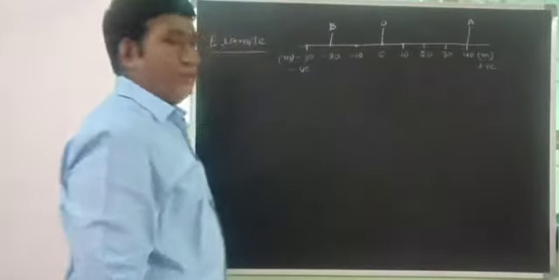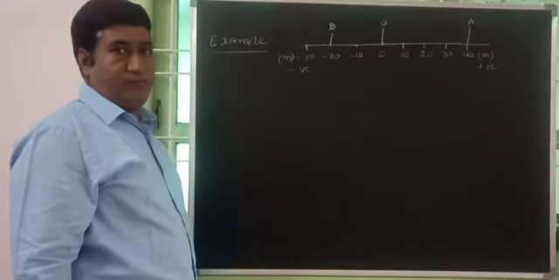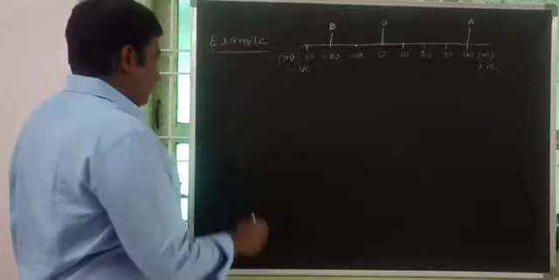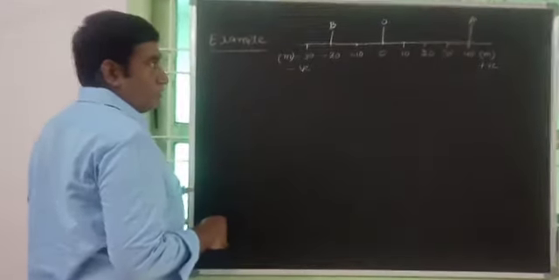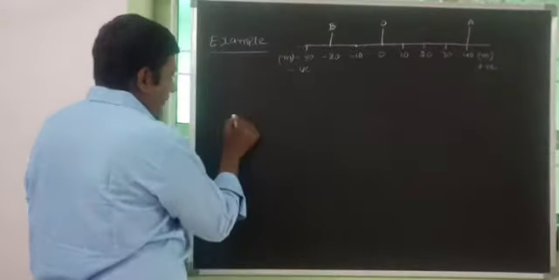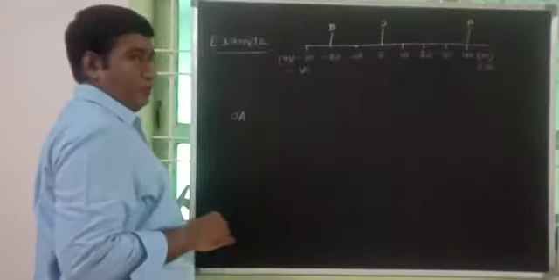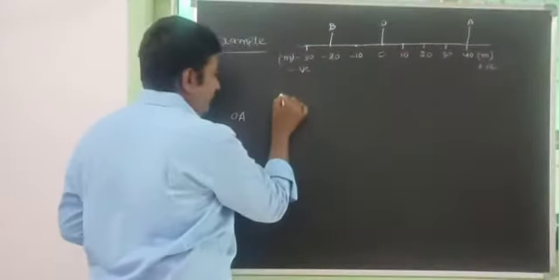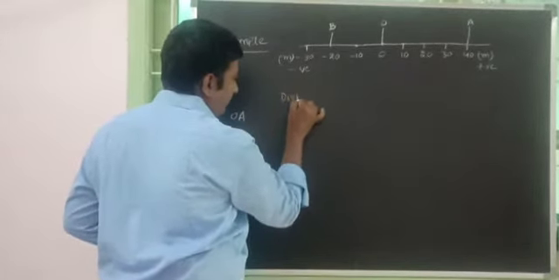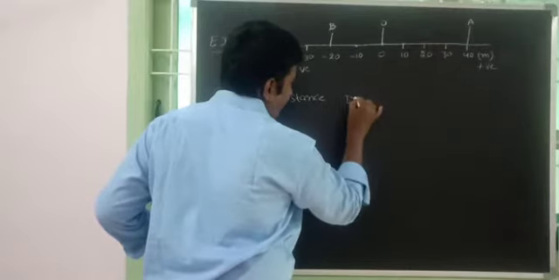In this case, we are going to explain distance and displacement. First, I am going to take the path which has been traveled in a particular direction, which we take here as OA. If a person is moving from O to A, then what is the distance? And what is the displacement?